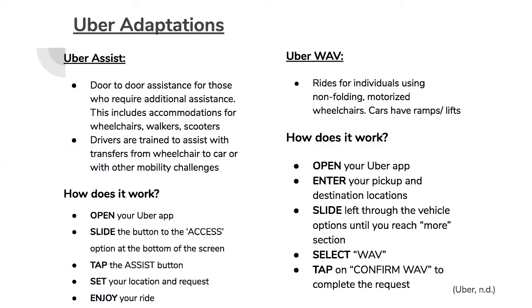And this is great for our clients that have extensive motor deficits, and it will still allow them to navigate the community. So it is a really great resource. So how you use it, you'll just open the Uber app and you'll do the same thing you would typically do, putting in your destination. And then you would slide through the vehicle options until you reach the More section and select WAV and tap to confirm. So this is something that you can really educate your clients on so that they could still be independent with community mobility and getting to where they want to go.